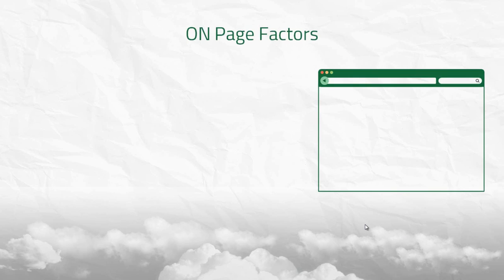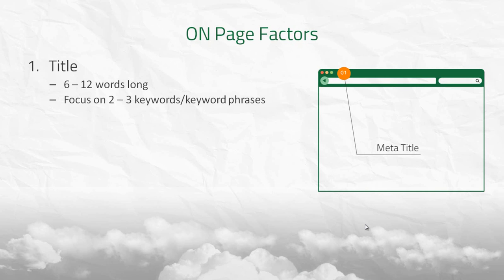All right, so with OnPageFactors we have a couple of things. First, we have a title, and the title is about 6 to 12 words long, or about 60 to 70 characters long. Remember, anything longer than that will get cut off and Google and the other search engines won't see it, so you want to keep it in that range. You also want to focus on 2 to 3 keyword phrases. Again, if you try to fit in more keywords than that, it will get cut off, so typically 2 to 3 is what you can fit in.